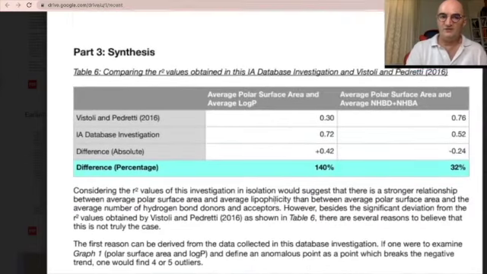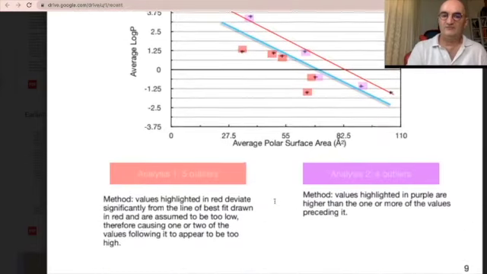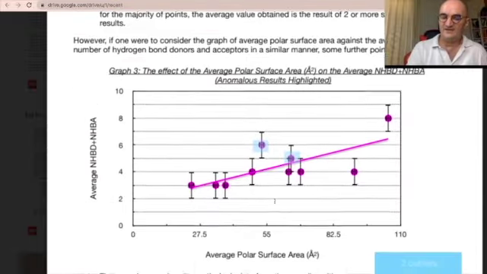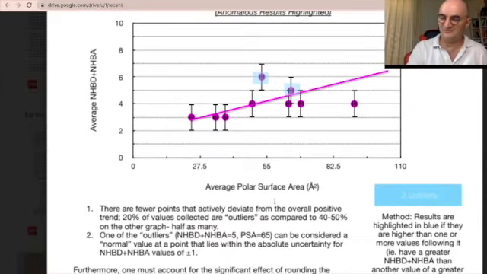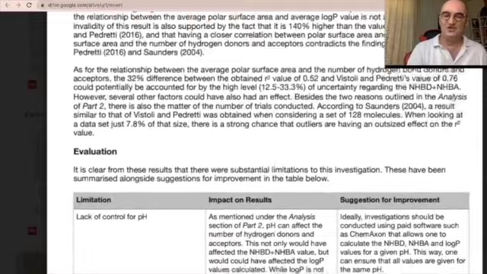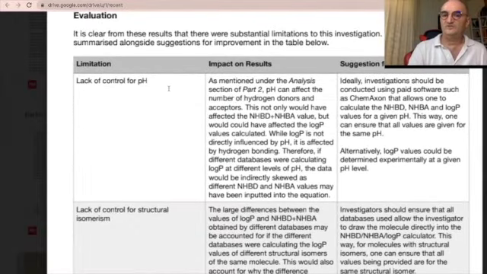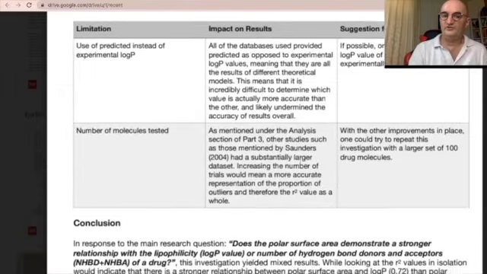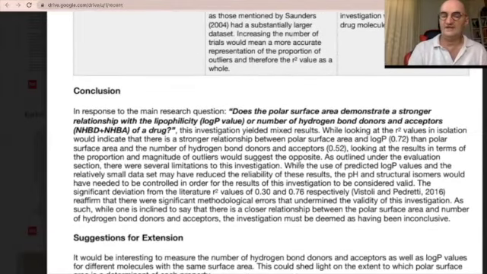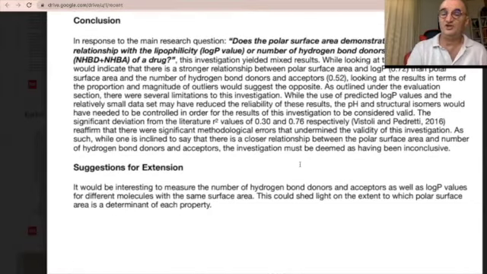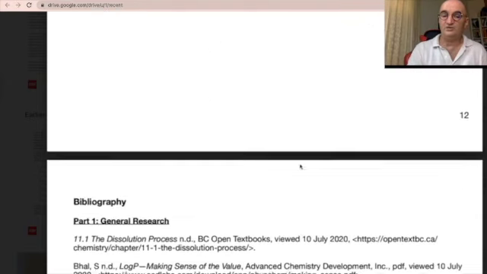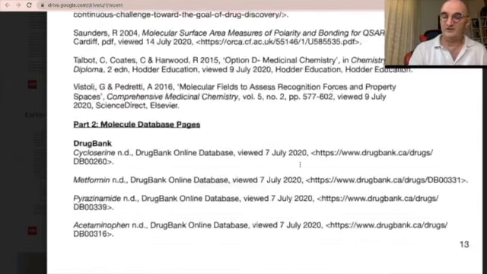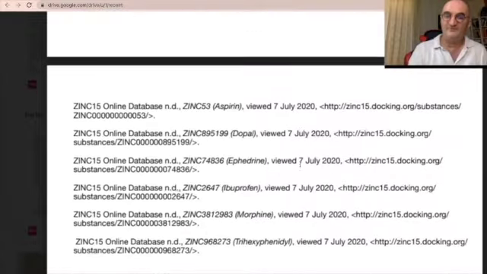More chemistry, more data processing, more graphing, continuous data, beautiful, terrible fit, but beautiful data. She then goes on to her evaluation, talks about the limitation, the impact, and the suggestions for improvement. 1, 2, 3, 4. I'd expect about 6, but okay, we can let her have that one. Suggestions for extension and a reasonable conclusion, and then look at the bibliography at the bottom. Beautiful. That's how you do it.